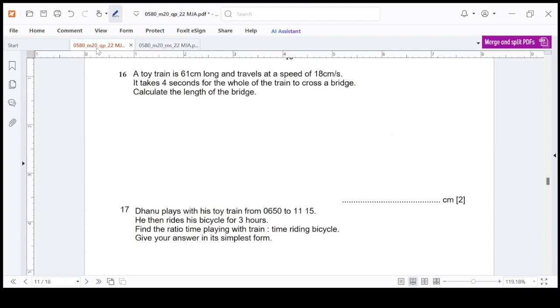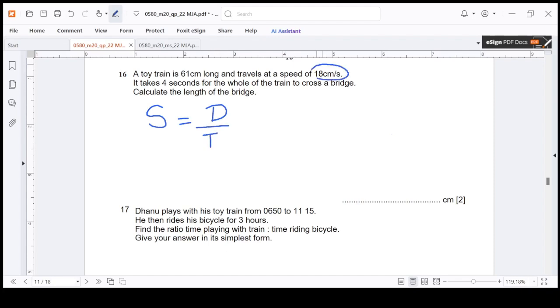Question 16. A toy train is 61 centimeters long and travels at a speed of 18 centimeters per second. It takes 4 seconds for the whole of the train to cross the bridge. Calculate the length of the bridge. Okay, so this is a question on speed is equal to distance by time.